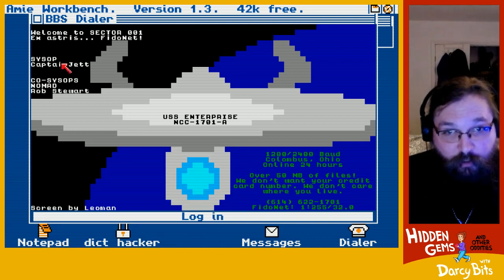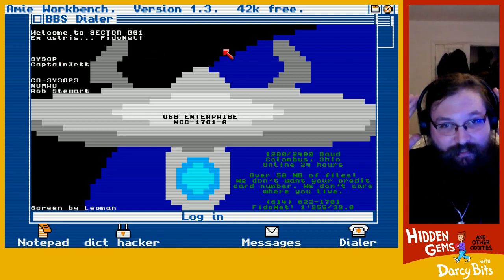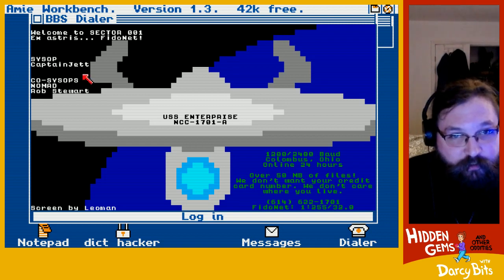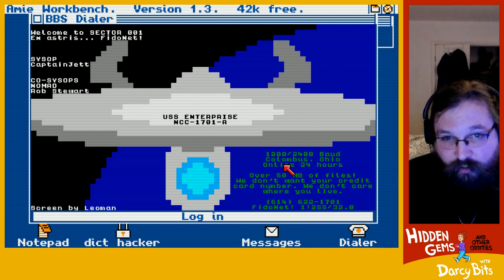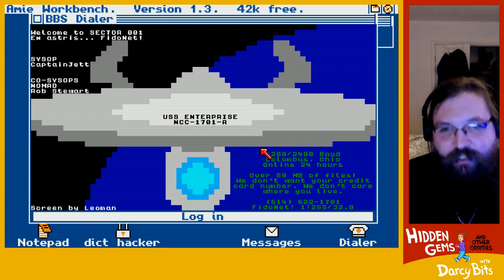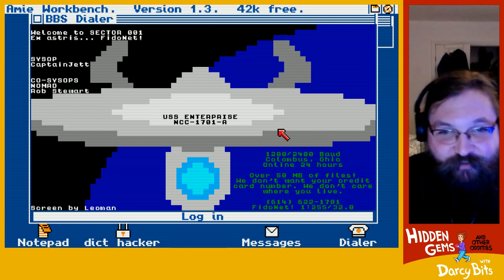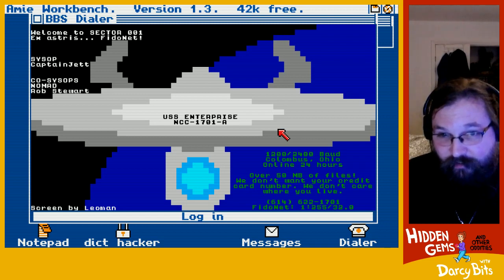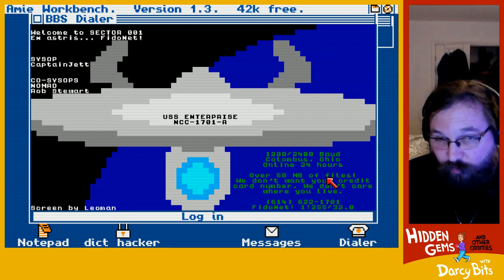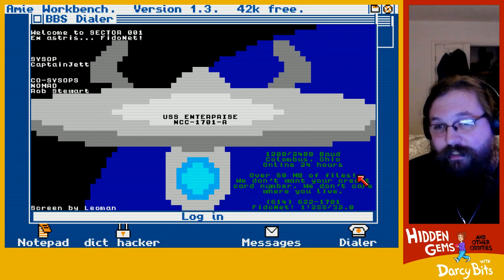All right. Welcome to Sector 001, M Astris FidoNet. Sysop, Captain Jet. Co-Sysops, Nomad and Rob Stewart. Enterprise, NCC 1701A. 1200, 2400 baud. Columbus, Ohio. Online 24 hours. Over 50 megabytes of files. We don't want your credit card numbers. We don't care where you live. 614-622-1701. FidoNet.